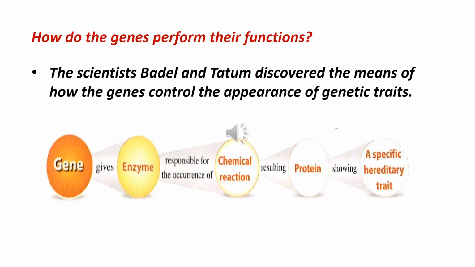How do the genes perform their functions? The scientists Beadle and Tatum discovered how genes control the appearance of genetic traits. Every gene gives a special enzyme. This enzyme is responsible for the occurrence of chemical reactions. Each chemical reaction results in a protein showing a specific hereditary trait. So genes give enzymes responsible for the occurrence of chemical reactions resulting in proteins showing specific hereditary traits.